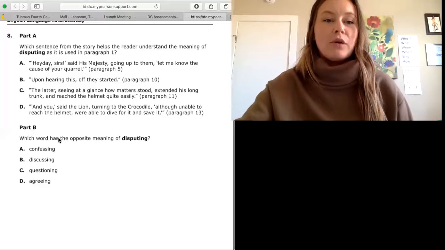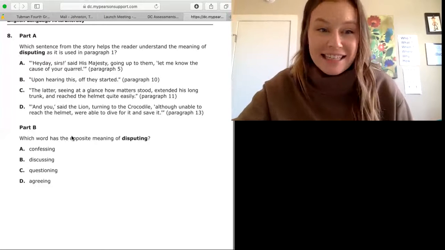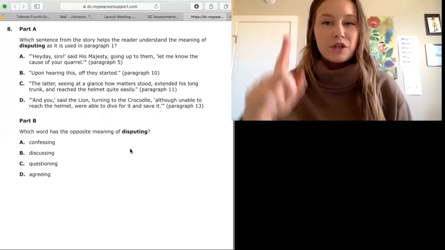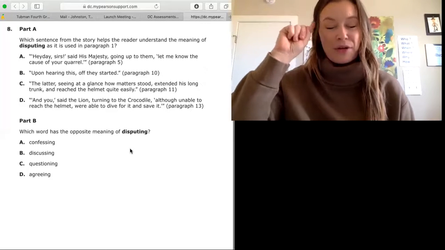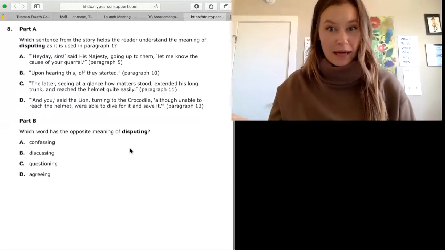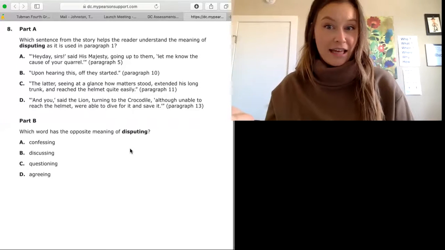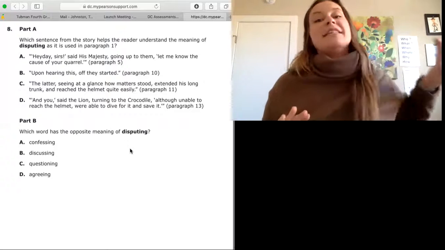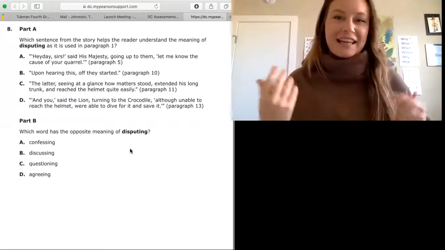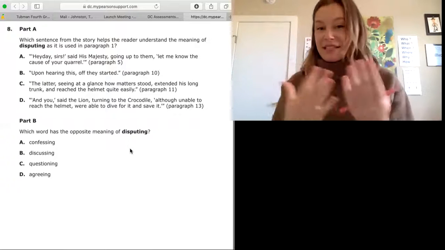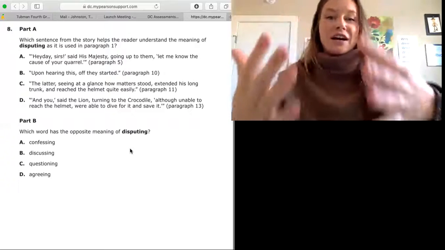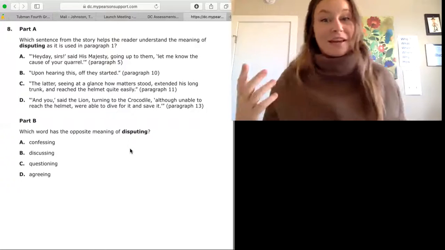Part B, which word has the opposite meaning of disputing? So I'm going to think to myself, disputing meant what? Disputing meant arguing, fighting, which means the opposite of arguing or fighting. It means getting along. It means liking each other. It means being in agreement. Okay, I have all those in my head. Getting along, being good with each other, being friends.